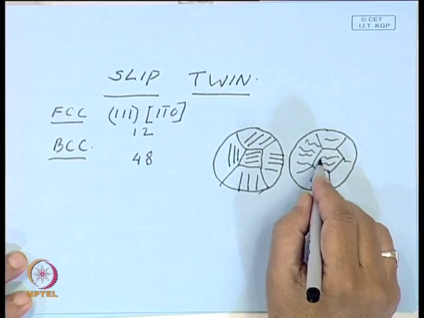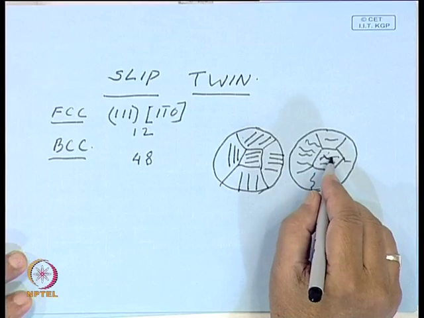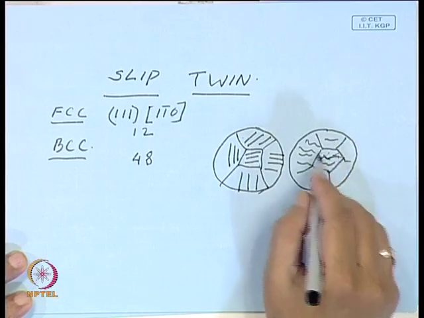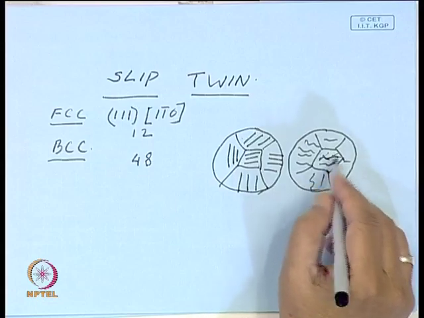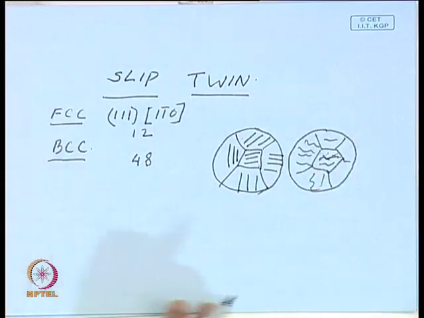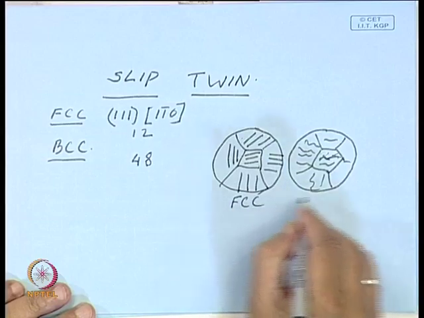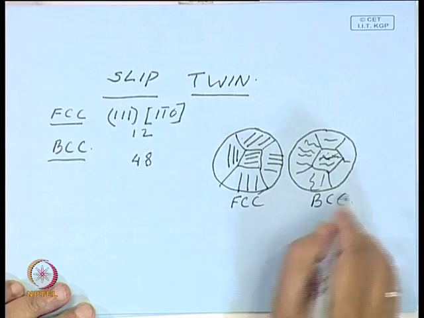So, wavy means this is one plane, this is another plane, another direction, this is another plane, this is another. So, it actually crosses over. So, there will be such wavy slip lines in case of this is FCC, this is BCC.